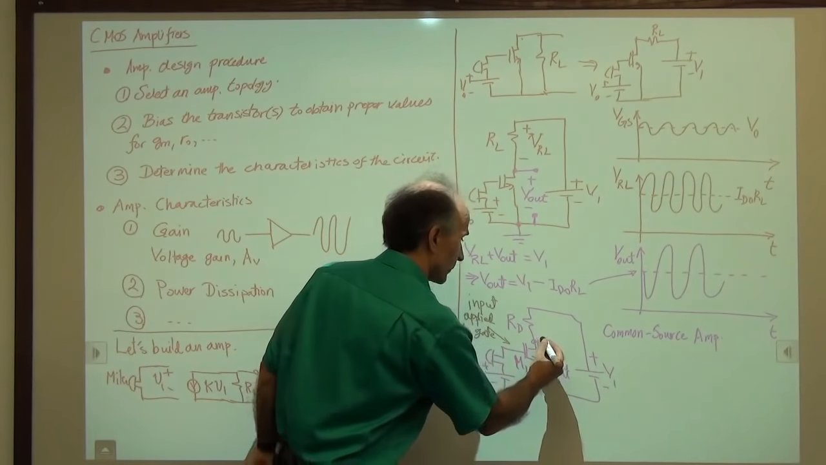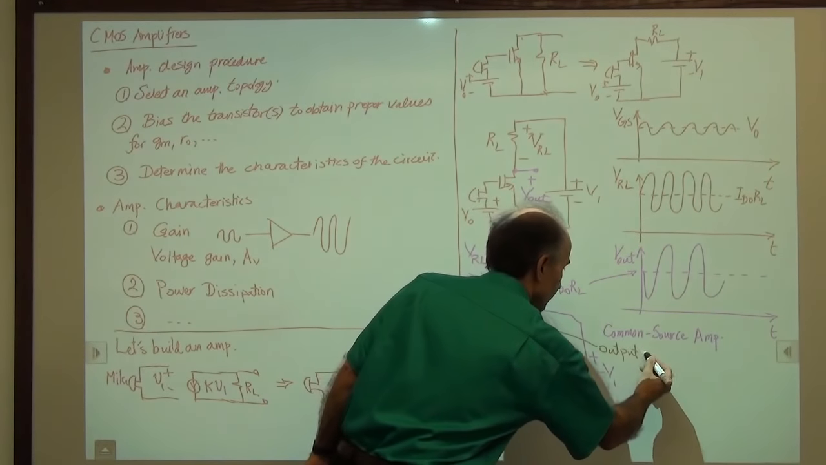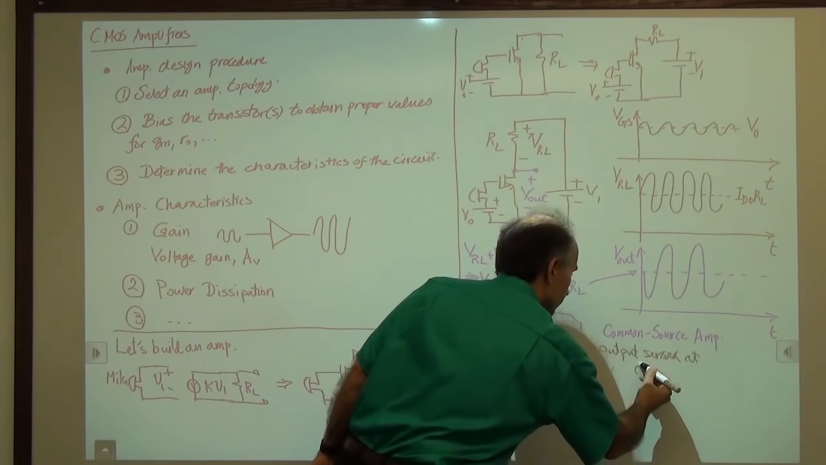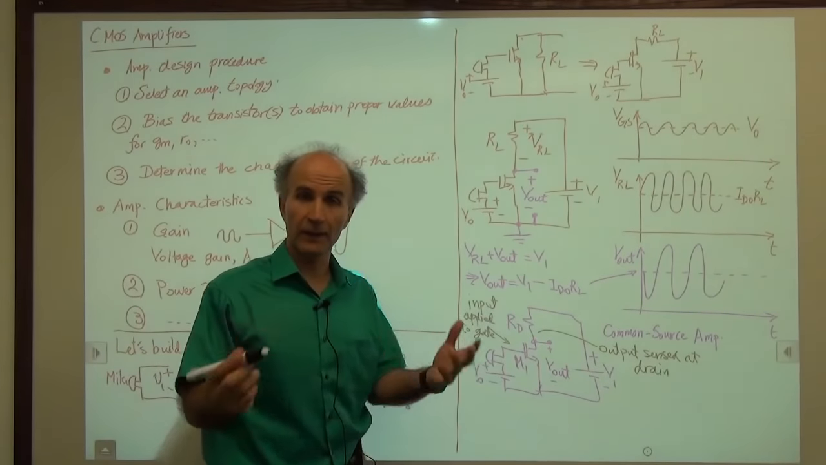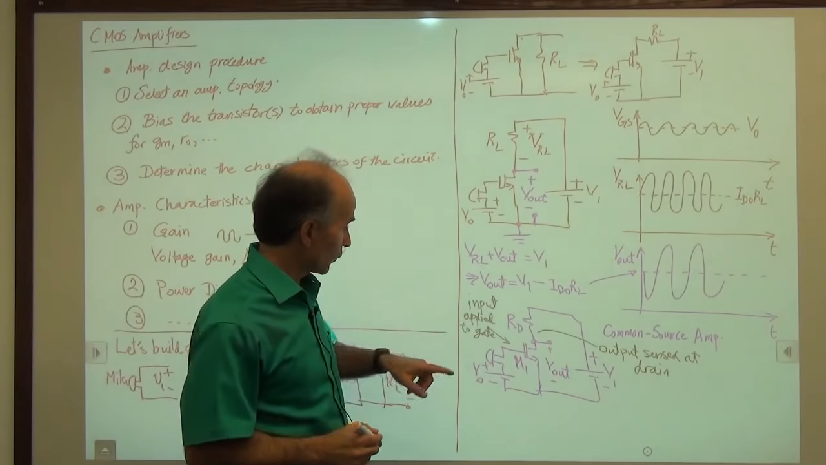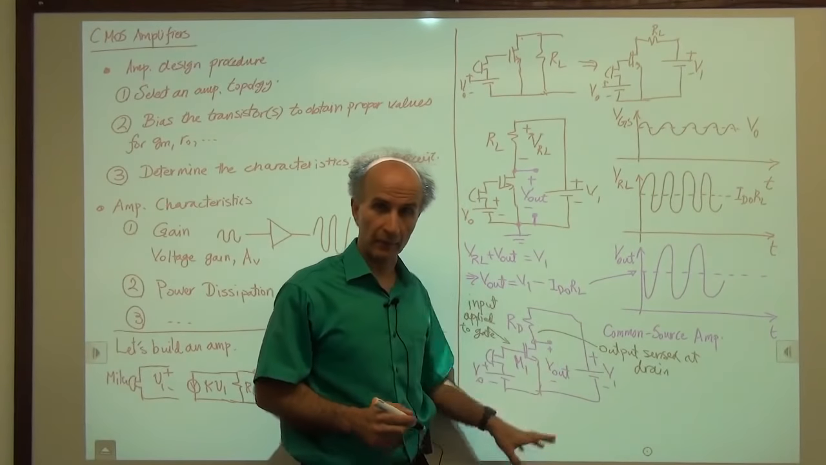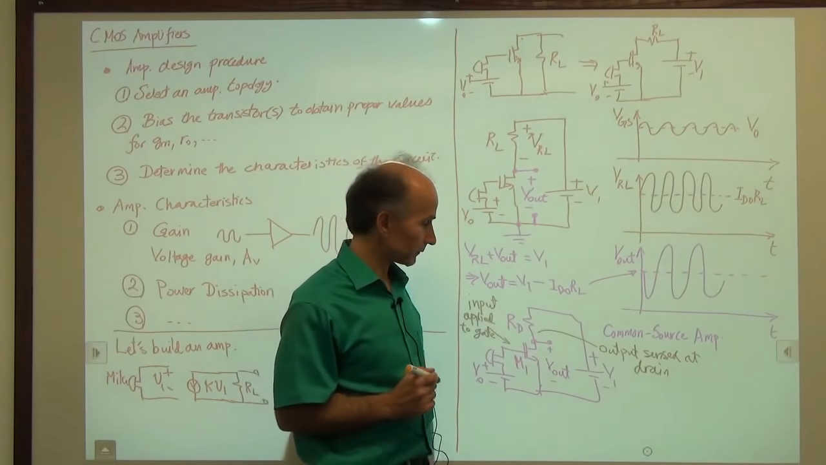So the output is sensed at the drain. The output is not taken at the source, is not taken at the gate, is taken at the drain. So when we have this condition and this condition, we have a common source amplifier. That's how we identify a common source amplifier.